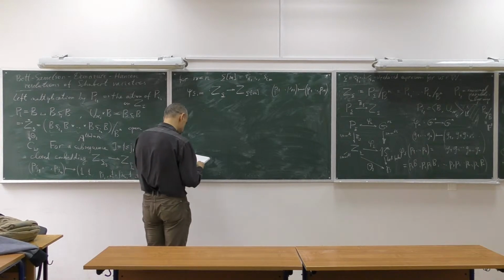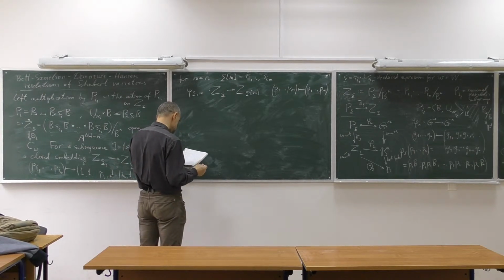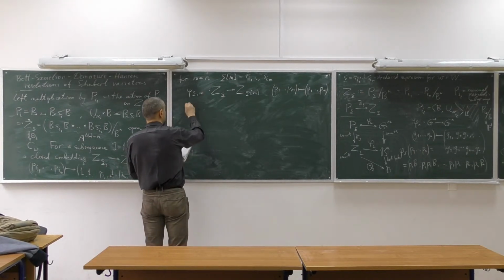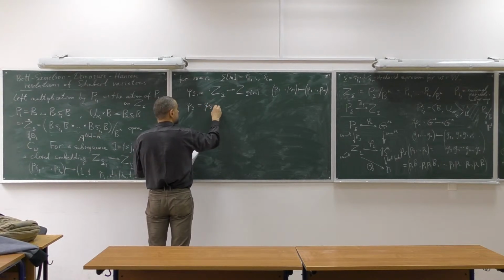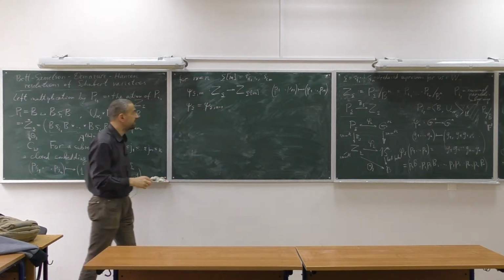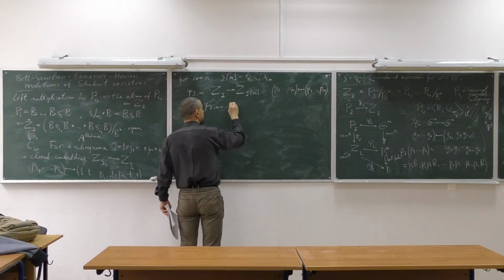Okay, and psi s is psi s n minus 1, so I forget exactly the last row.